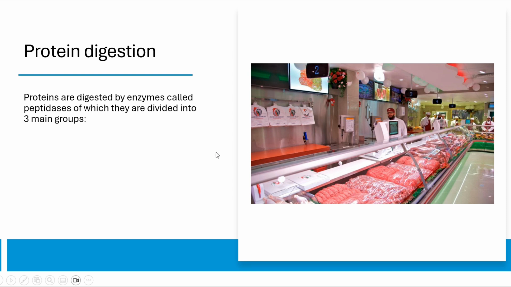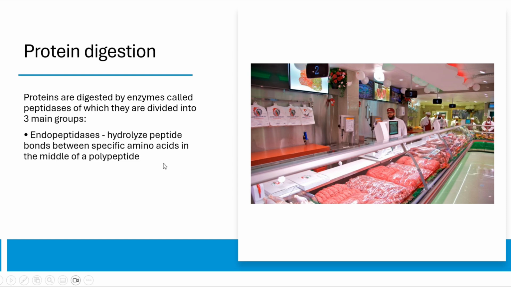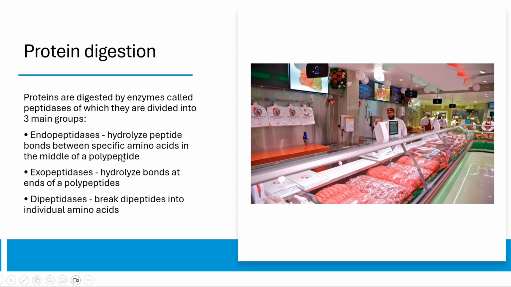Okay, cool. Protein digestion. Proteins are digested by enzymes called peptidases, and there are three types of peptidases. You need to know about these. Endopeptidases hydrolyze peptide bonds between specific amino acids in the middle of a polypeptide. So they move in between the polypeptide and hydrolyze peptide bonds in the middle, not on the outside. On the outside, you've got exopeptidases, which hydrolyze bonds on the ends of the polypeptide. They come to the end of the polypeptide and start hydrolyzing the bonds over there. Dipeptidases break down dipeptides, so two amino acids put together make a dipeptide. They break that down into the individual amino acids that make it up.